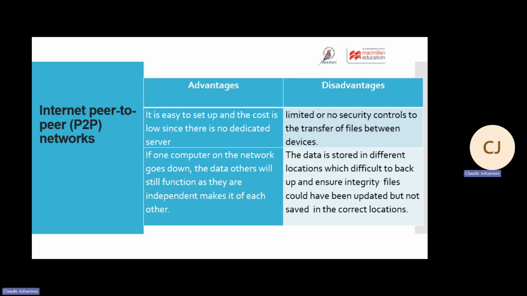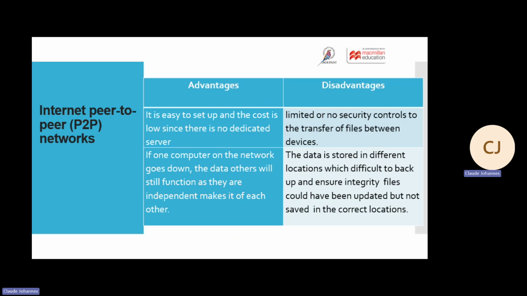Internet peer-to-peer network advantages. So let's have a look. It is easy to set up and the cost is low. Since there is no dedicated server, if one computer on the network goes down, the others will still function as they are independent of each other. Né?